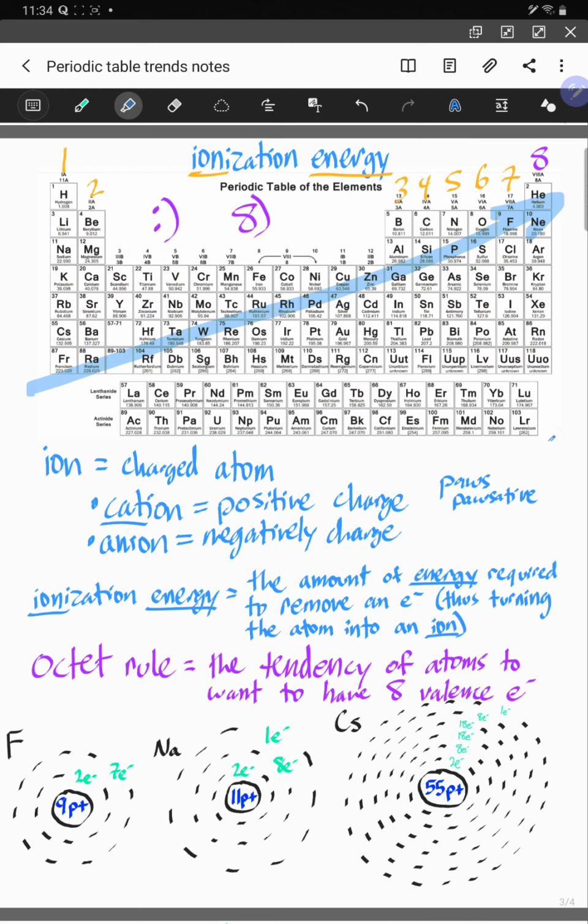So hopefully that was helpful covering ionization energy. It's an important trend on the periodic table. It's going to come back and be extra important once we start talking about chemical reactions and reactivity of elements. We kind of gave a little preview of that, but a very important trend for the periodic table.